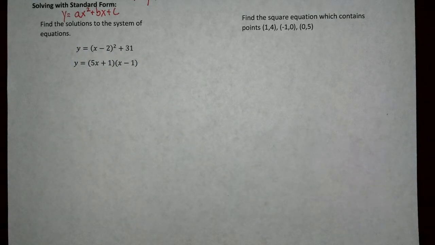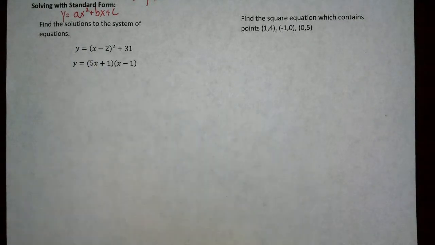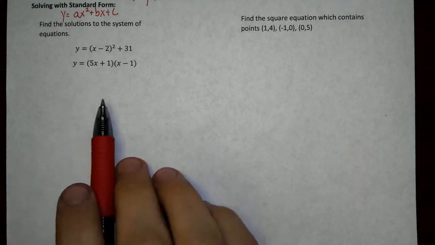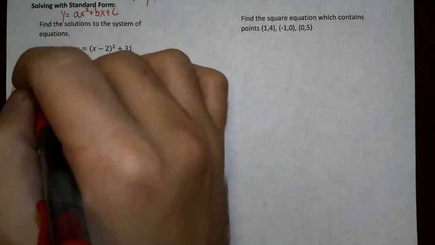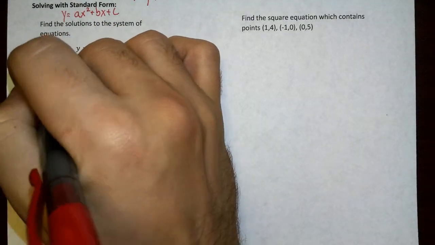So first things first, what do we want to do? Remember, eye on the prize, we're looking for the solutions to the system of equations. How do we do that? Well, one of our methods is substitution. We can substitute this y in for that y, because when we're looking for a solution, these two y's would equal each other, and so it would be okay to substitute them in. So let's go ahead and perform that substitution.